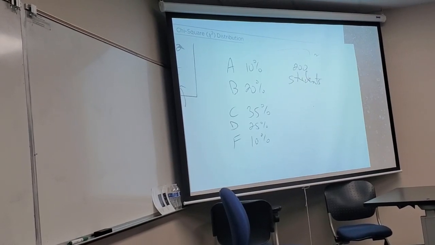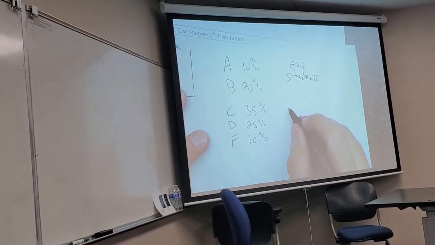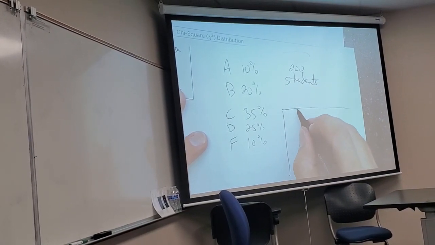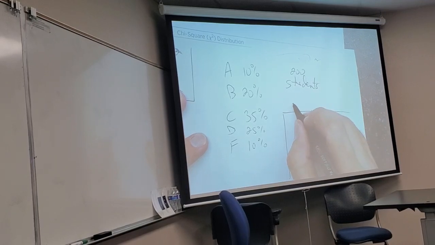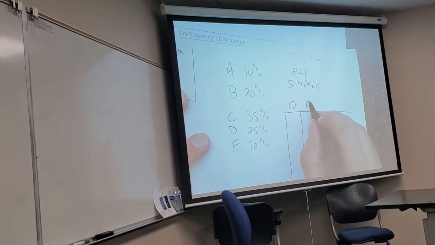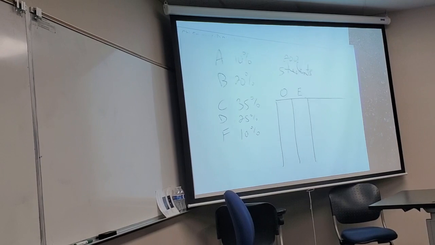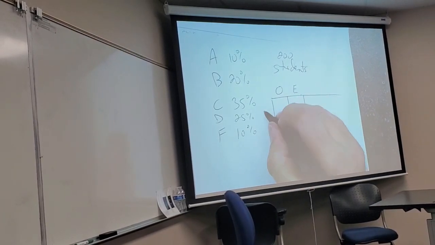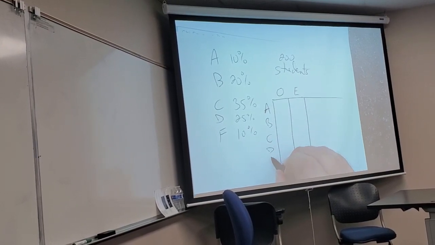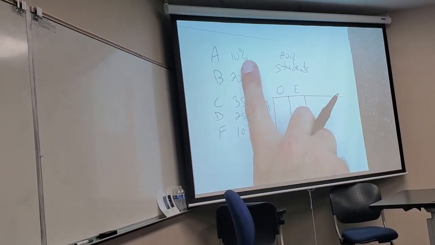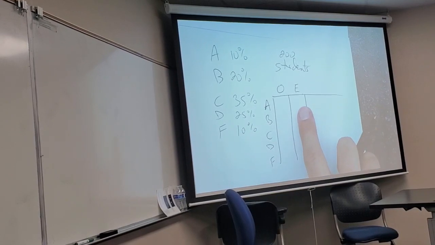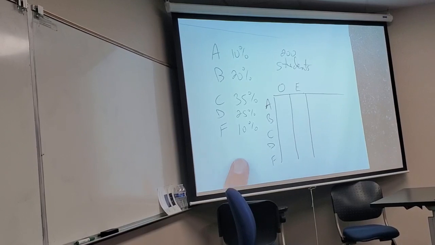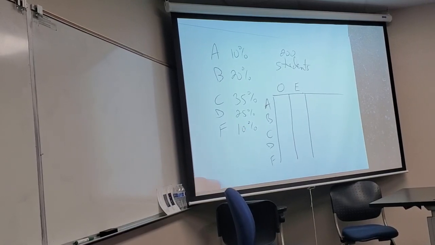So let me ask you right now, can you take a minute and tell me, let's do this. Make a little table like this. I'll tell you what this is in a minute. This stands for expected. How many A's do we expect to see? If this is our expectation, how many A's would we expect to see? Well, what percentage of A's do we expect to see? And how many students did we take?